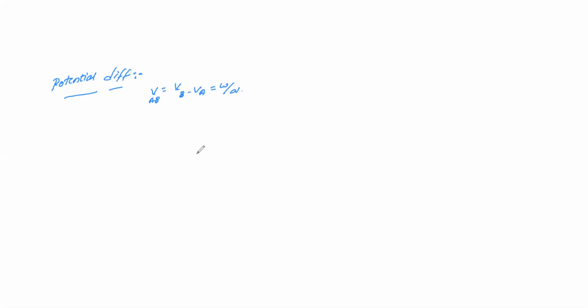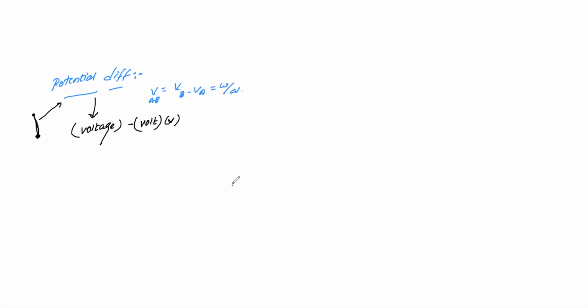Those who don't know about voltage, just remember potential difference is nothing but your voltage. The unit for voltage is the volt, and the symbol is V. It is the difference between the higher potential and the lower potential. This is your potential difference. Let's see that and understand a little.